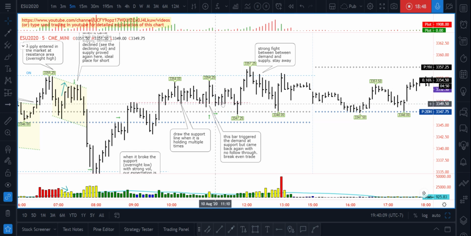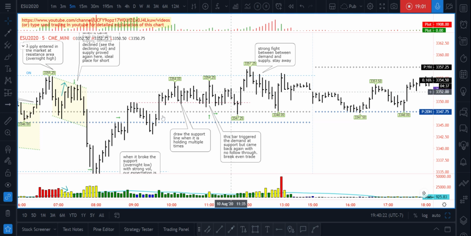That's why sometimes I lose trades, like break even trades, even though I could have held it. When it was coming back again and I read this bar as a low volume, no demand bar, I could have exited, but I did not do that. So it's all about personal preference.